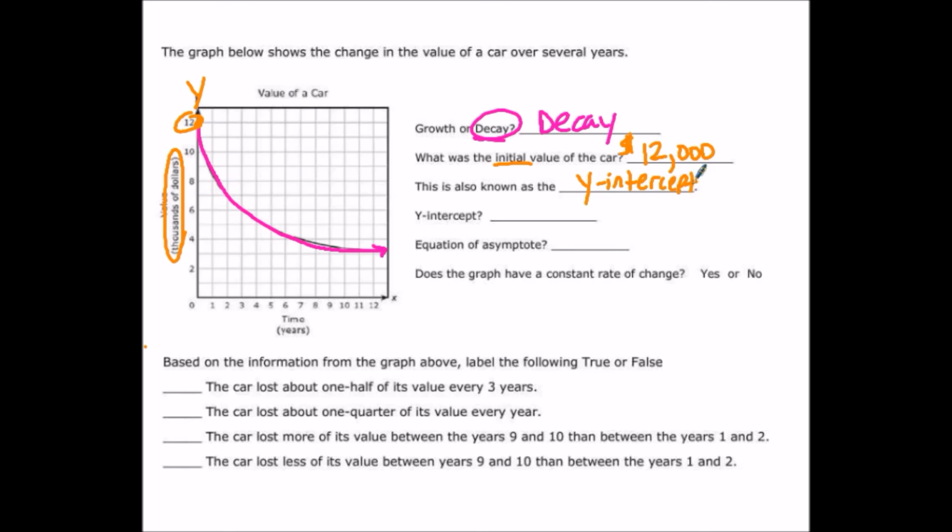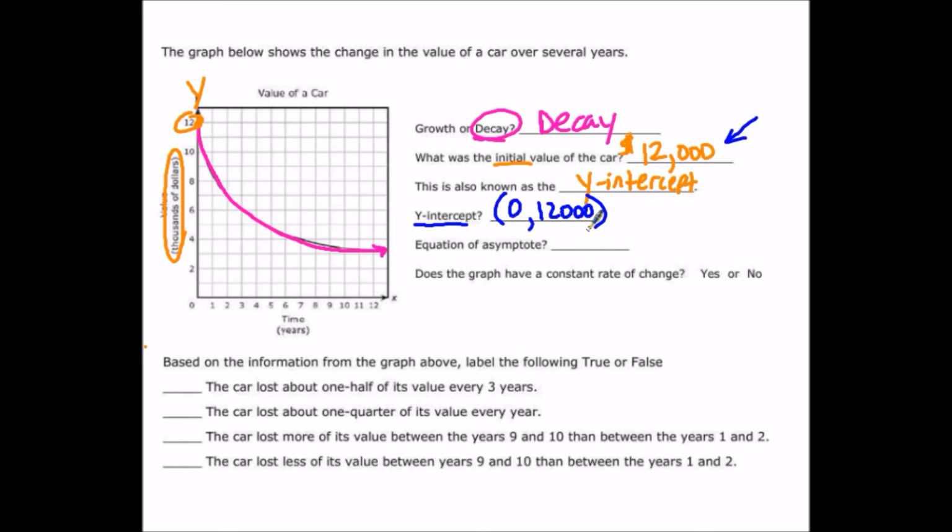Now, what is the y-intercept? Well, that's pretty simple, because we already got our value here. And for a y-intercept, we automatically know the x is always 0. We just need a y value, and we already found it, so it's (0, 12,000).